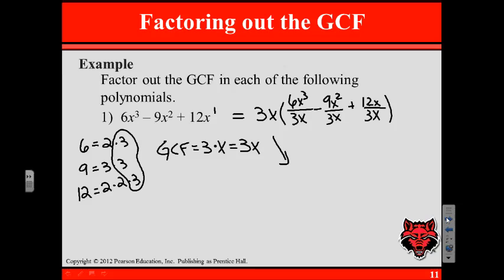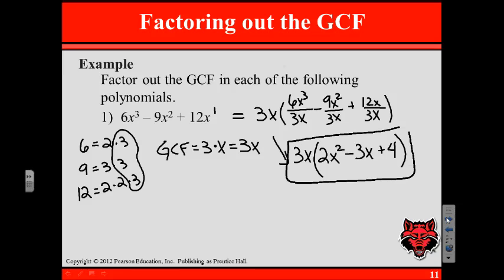We go down to the next step, and we have 3x times 6x cubed divided by 3x is 2x squared. Remember the exponent rules from the last module. Minus 9x squared divided by 3x is 3x, plus 12x divided by 3x is 4. We have now successfully factored the polynomial by factoring out the greatest common factor.